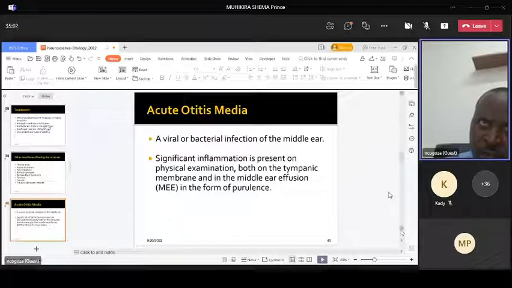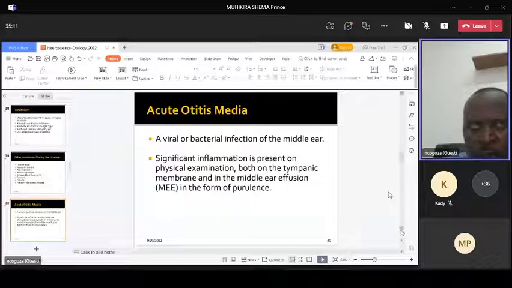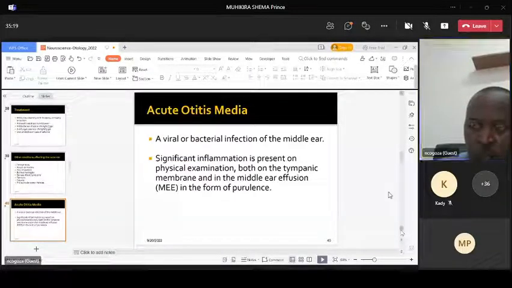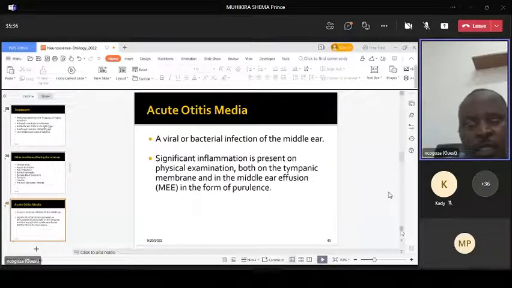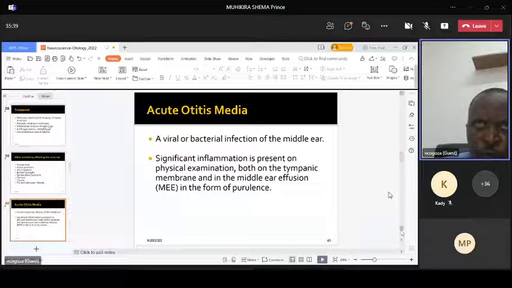Effusion, as we said, is from the improper working of the eustachian tube. If the eustachian tube does not work well, the consequence is that it is either open or closed. If it's closed, there is a ventilation issue and pressure issue. If it's patulous, or continuously open, there is risk of infection from the nasopharynx migrating upward into the middle ear.